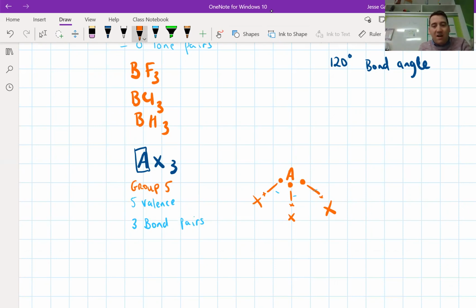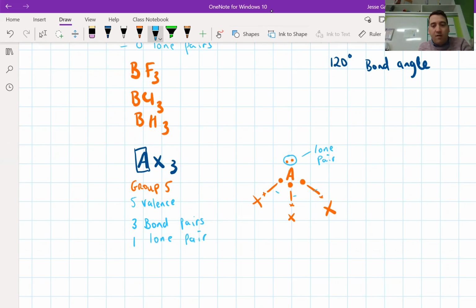But remember, it's supposed to have 5 valence electrons. So where's the other 2? Well, the other 2 are up here. They just stay belonging to the A. They don't get shared at all. And this is what we call a lone pair of electrons. So 3 bond pairs, 1 lone pair.